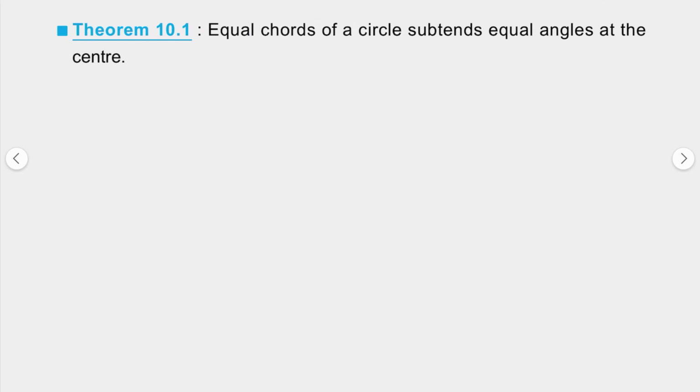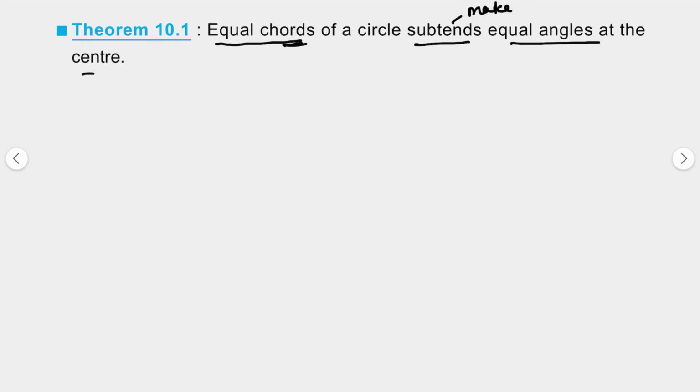Based on this we have a theorem, which is theorem 10.1. It says equal chords of a circle subtend equal angles at the center. That means if we have equal chords, and there can be 2, 3, 4, 5 and so on, they will subtend, meaning make, equal angles at the center. So equal chords of a circle make equal angles at the center.